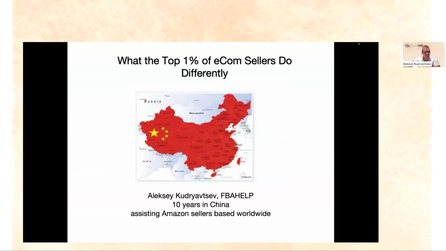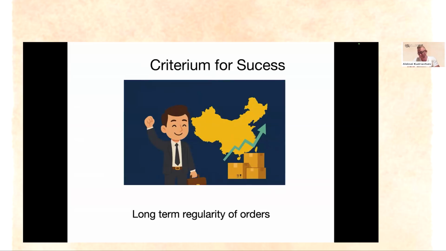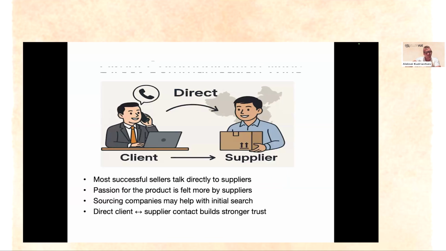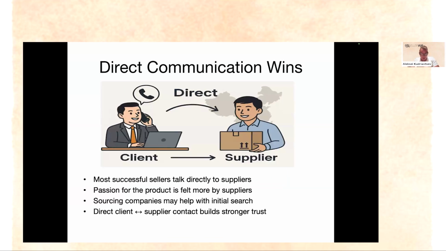And for us, the most important criterion for success is the volumes. If we can see that an e-commerce seller is placing orders within several years, and if the volumes are increasing, or if they're stable for a few years, we consider such a customer to be successful. So first, we start with the communication pattern that most of our successful customers prefer to use. They prefer to have direct communication with the supplier.